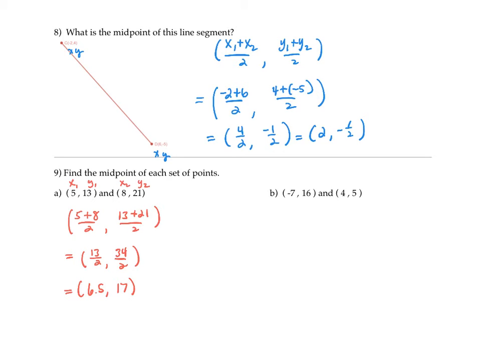Okay, one last one of this type. I'm going to take -7 plus 4 divided by 2, 16 plus 5 divided by 2. So -7 plus 4 is -3 over 2. 16 plus 5 is 21 divided by 2. Now technically you could leave your answers like that, but it's also okay to have them written as decimals. So -3 divided by 2 is -1.5. 21 divided by 2, 10.5.